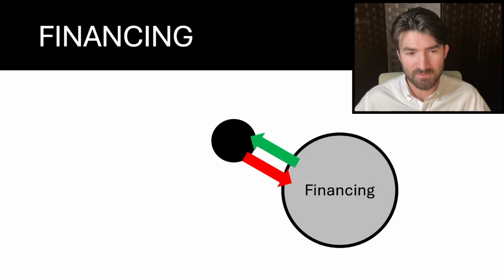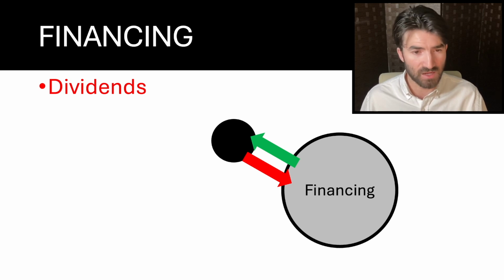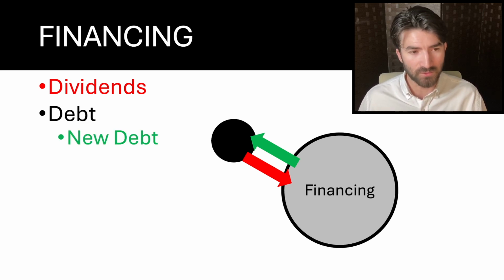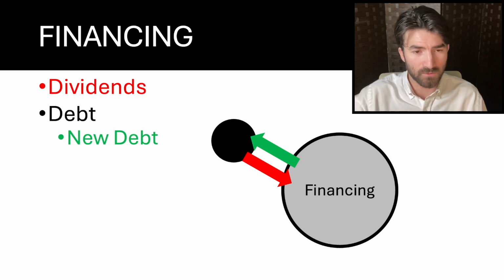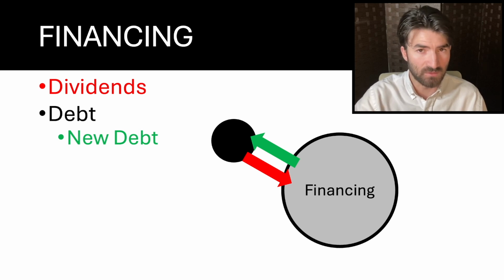All right, so what are the things that make it green? What are the things that make it red, right? Okay, so dividends, first one. You're paying out a dividend. It's going to be money leaving the business going towards financing cash flow. It's going to be negative, right? Debt can be positive or negative, right? If you're issuing new debt, if you're going into further debt, that's going to be positive. That's going to be money coming to you, cash coming to you.